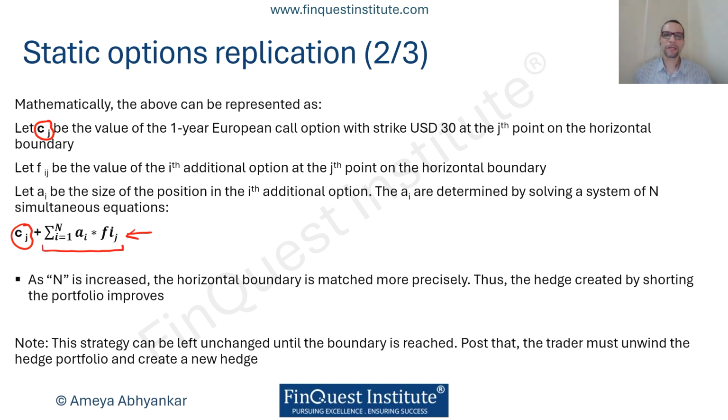Now, as one can expect, as we increase the number of vanilla options which we are using, that is, as we increase the value for n, then we are able to match the horizontal boundary much more closely. And if we are able to match it more precisely, then we are able to create a better hedge, i.e. the hedging performance of the portfolio improves.